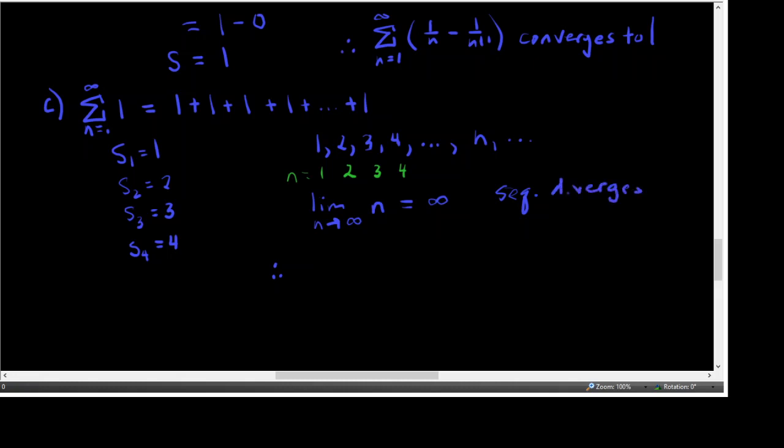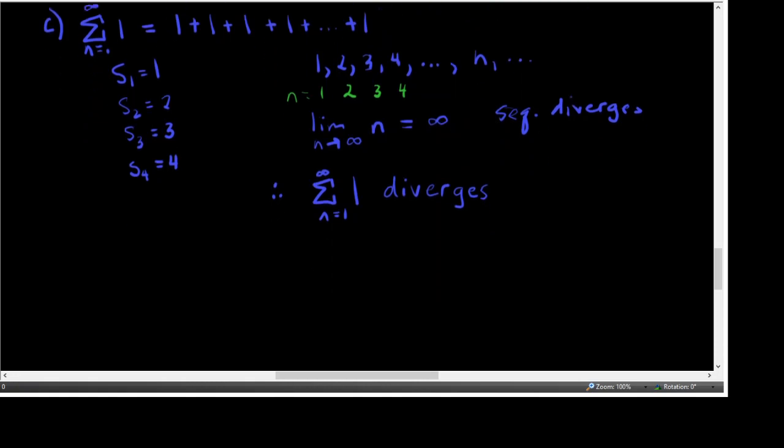And then our final conclusion is, well, if the sequence diverges, therefore this series, n equals 1 to infinity of 1, diverges. And of course there's no sum, so we don't have to say it diverges to something, because if it diverged to something, then it would be a convergent thing. And so, yeah, it just diverges. That's all you say there.